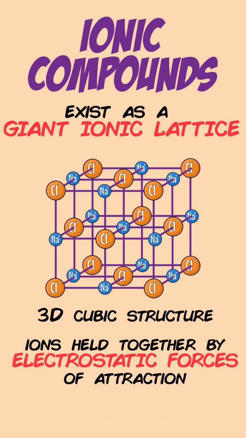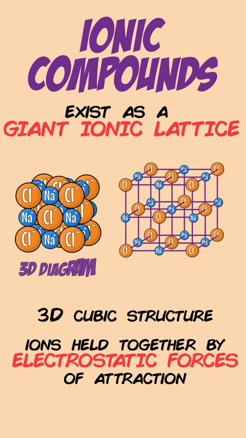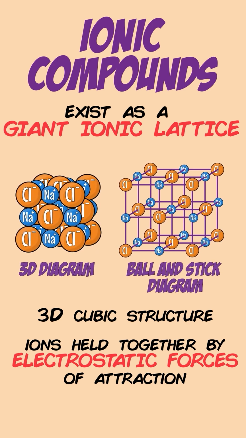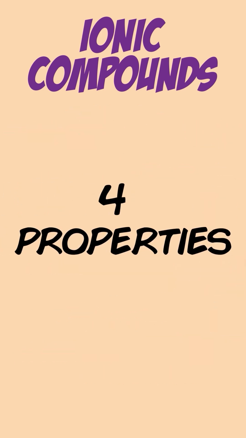You can represent these structures using normal 3D diagrams where the spheres represent the ions, or ball and stick diagrams where the ionic bonds between the ions are represented with lines. There are 4 key properties of ionic compounds that you need to know about.